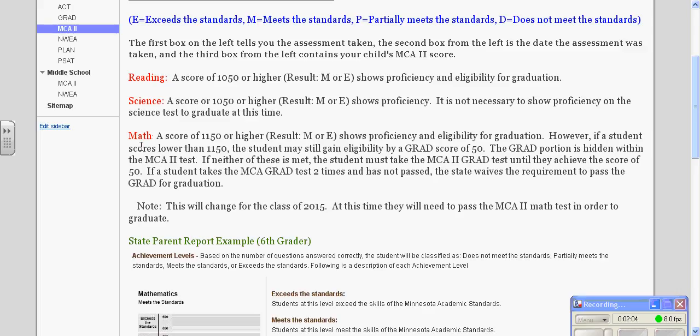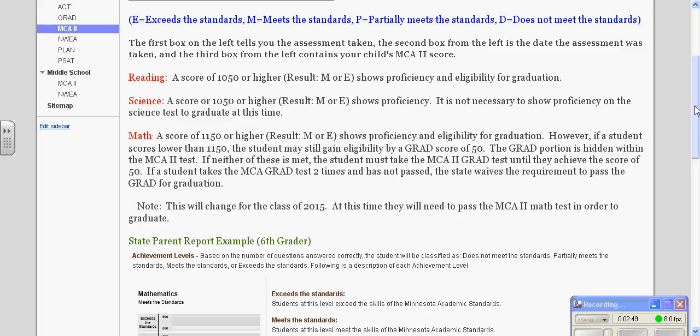Math is an 11th grade test, so therefore their score begins with an 11. So again, an 1150 is the cutoff for meeting or exceeding the state standards. Math is unusual, however, because at this time it is not required for graduation. However, if they do not receive an M or an E, they do have to retake the test 2 more times. And if they still do not pass it, at this time the state says they are okay to graduate, even though they did not pass the test or the retests. However, that will change for the class of 2015, who will be required to pass the test.